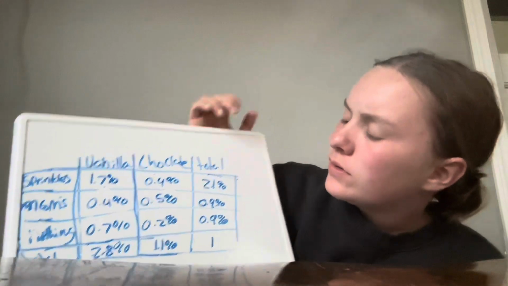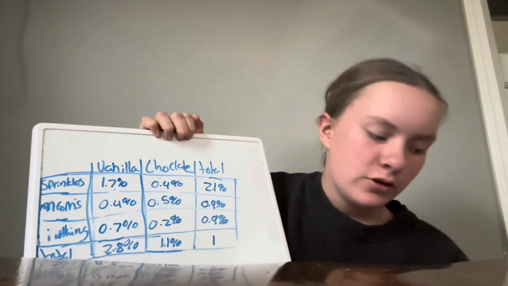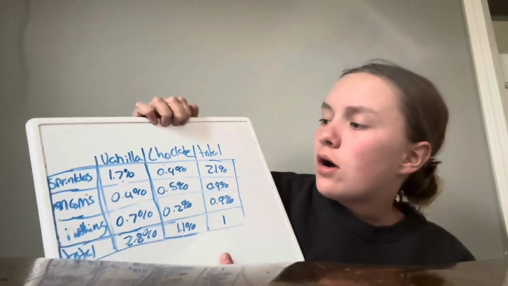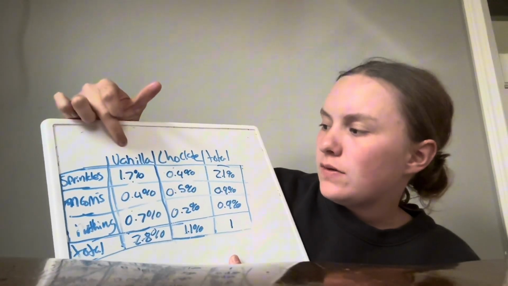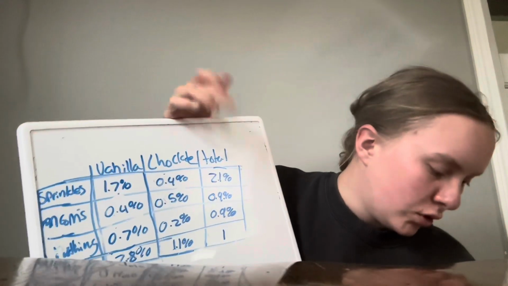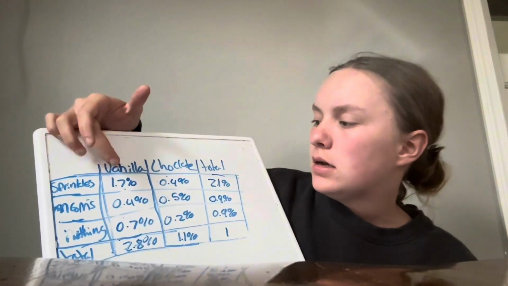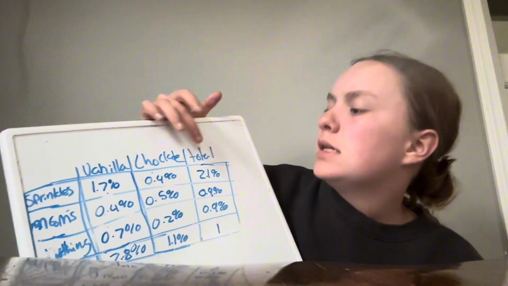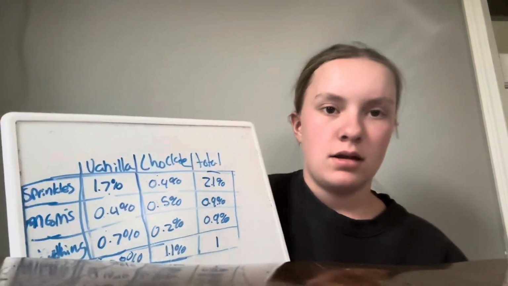So to find the relative frequency table, I took our frequency table, so the people that like sprinkles of vanilla, and divided it by the total. So 9 divided by 16 is 1.7%, and 7 divided by 16 is 0.4%, and so on.